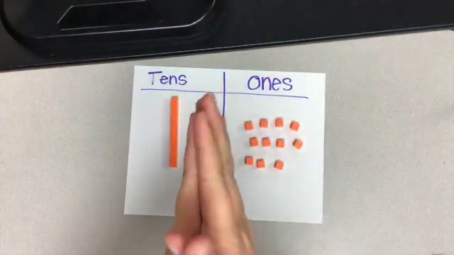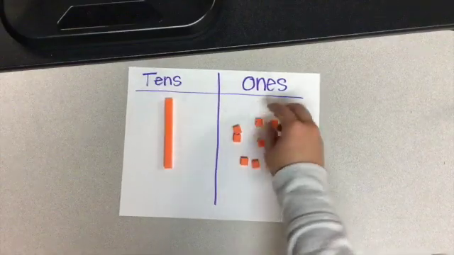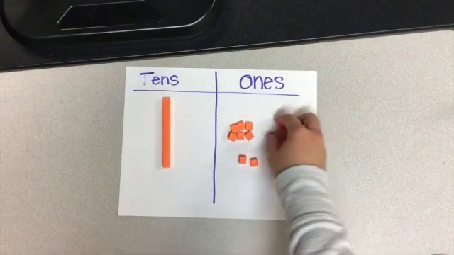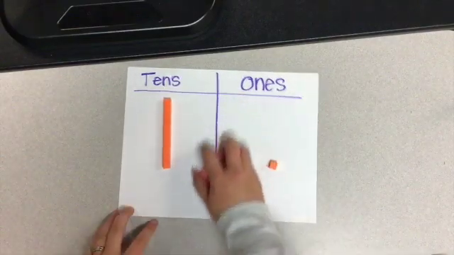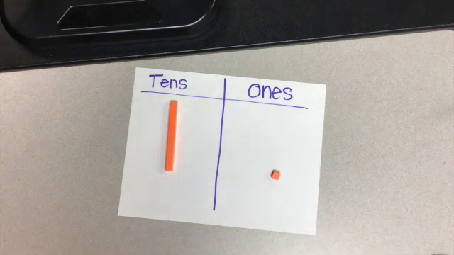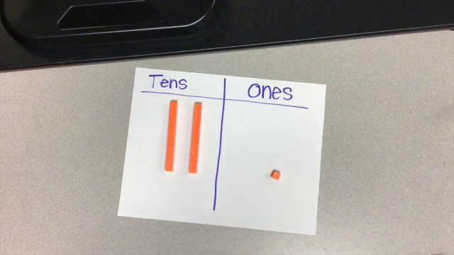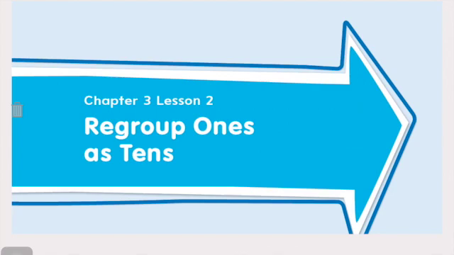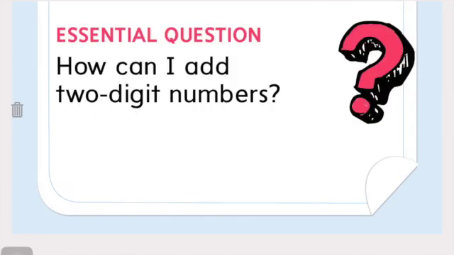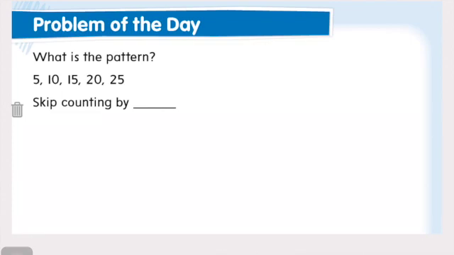I'm going to make a new 10. 2, 4, 6, 8, 10. I'm going to trade those out. And my new number here is 21. So we're going to practice some more of this in our math book today. Today we are looking at how to regroup ones as tens. Our essential question for this chapter is, how can I add 2-digit numbers?